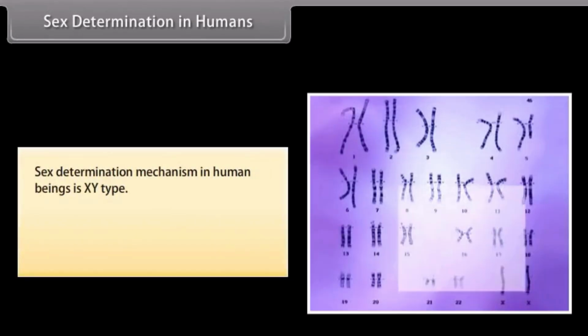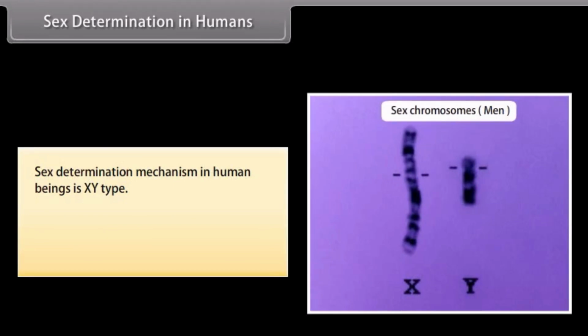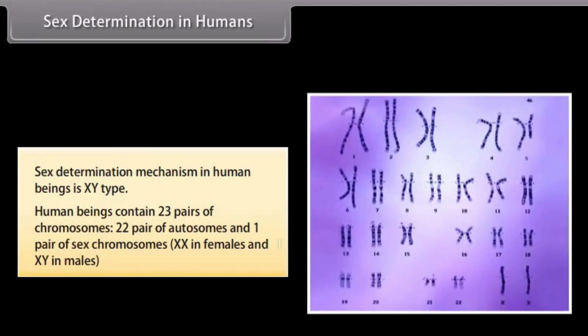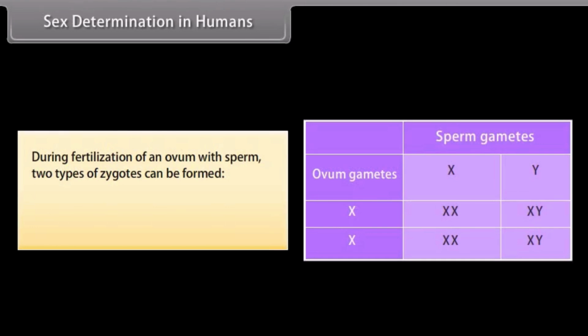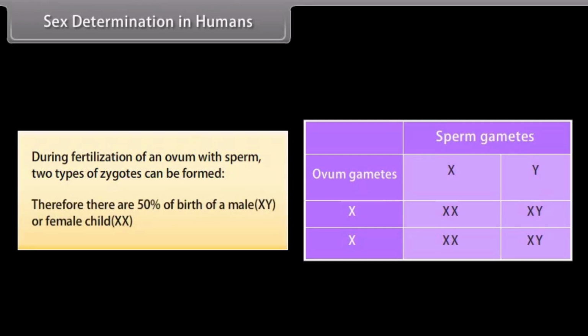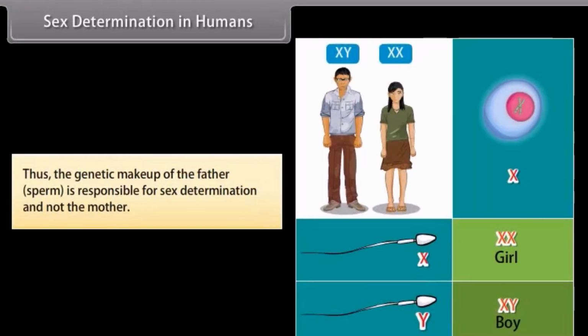Sex determination in humans. The sex determination mechanism in human beings is XY type. Human beings contain 23 pairs of chromosomes, 22 pairs of autosomes and one pair of sex chromosomes, XX in females and XY in males. During fertilization of an ovum with sperm, two types of zygotes can be formed. Therefore, there is a 50% chance of birth of a male, XY, or a female child, XX. Thus, the genetic makeup of the father's sperm is responsible for sex determination and not the mother.